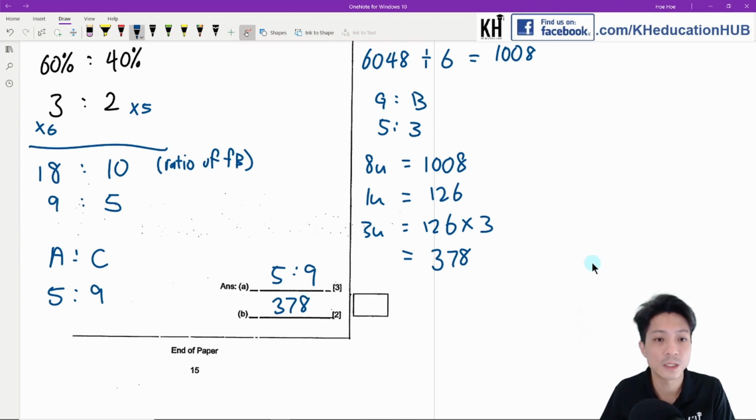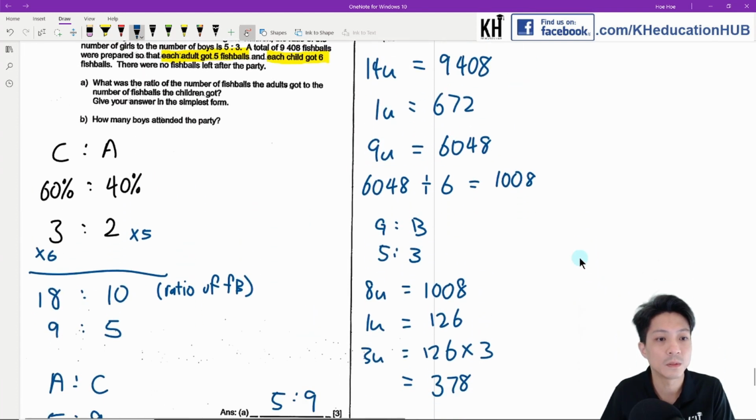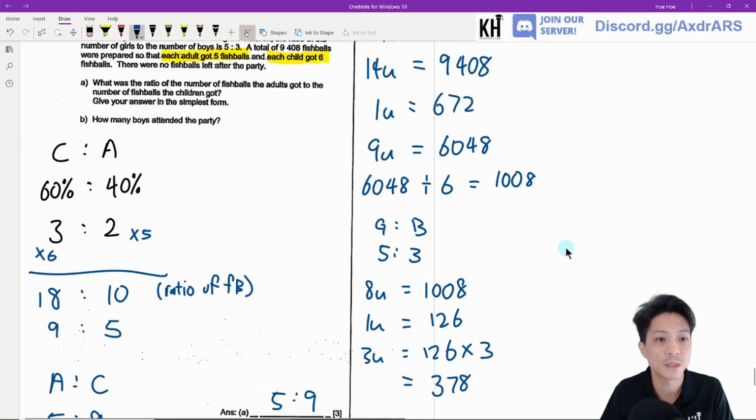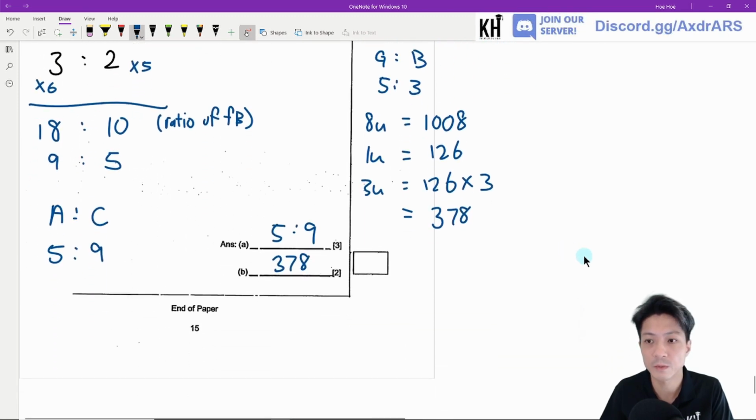So 378 boys attended the party. Okay, we've come to the end of the paper.